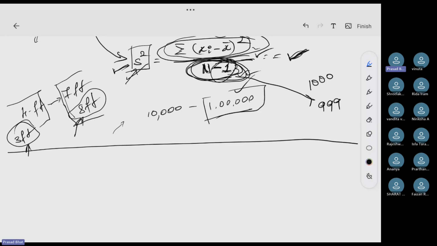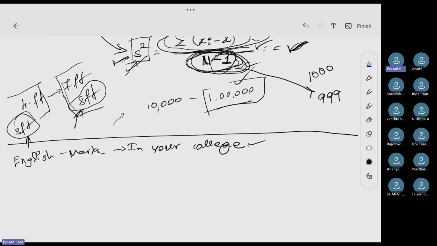Shall I continue? Okay. Anya said clear, sir. Fine. Let me ask you one simple question then. If I want to plot the marks for the English subject in your college, collecting data about English marks in your college specifically, and I collect everyone's marks, including each and every person in the college, then should I consider sigma square or s square, the sample variance? Which one should I consider?